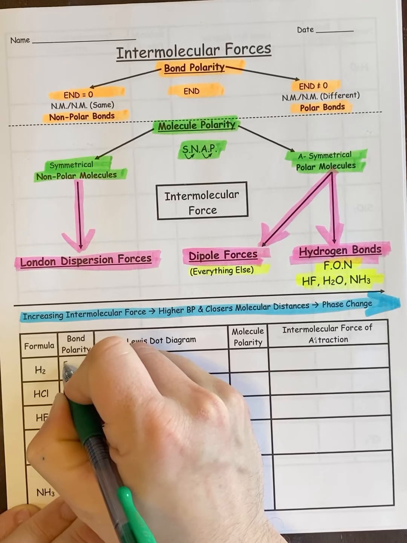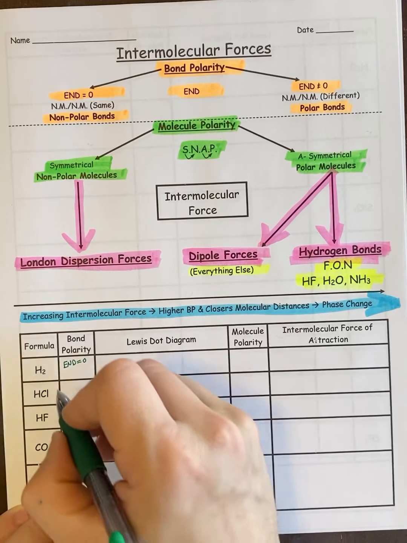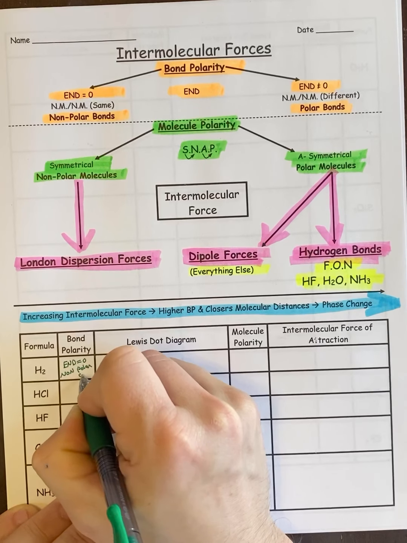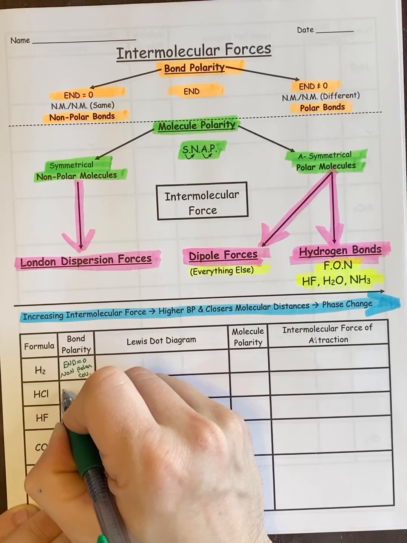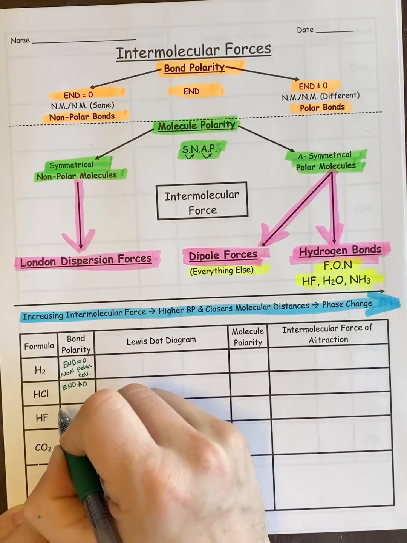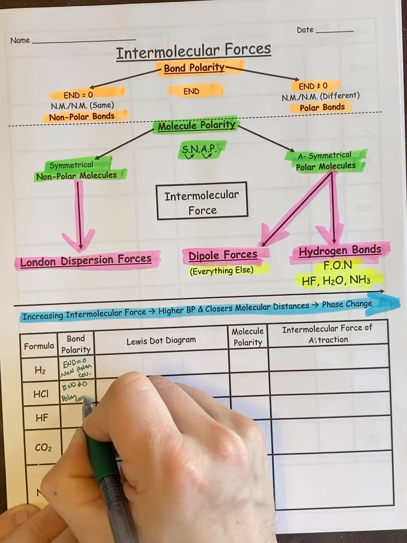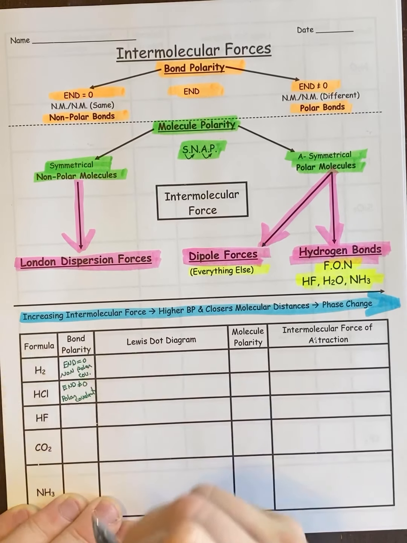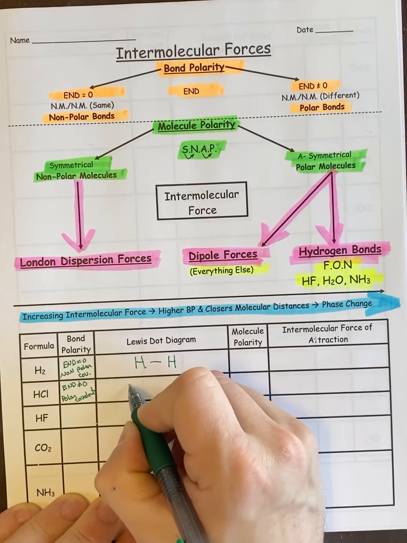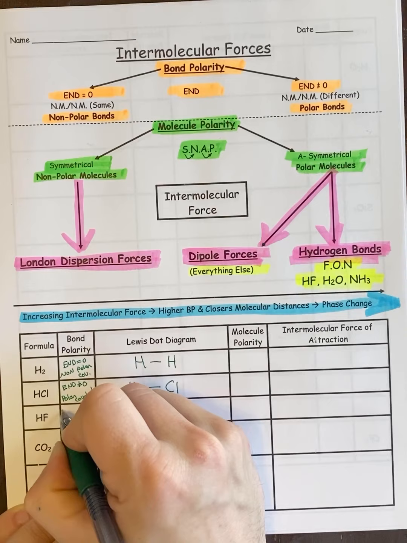So for this one, we have an END that equals 0 because it's two H's and they're the same element. So therefore, nonpolar covalent. And for the second one, we have an END which doesn't equal 0. And therefore, we have polar covalent. For our Lewis dot diagrams, H2 just looks like that. HCl looks like this.